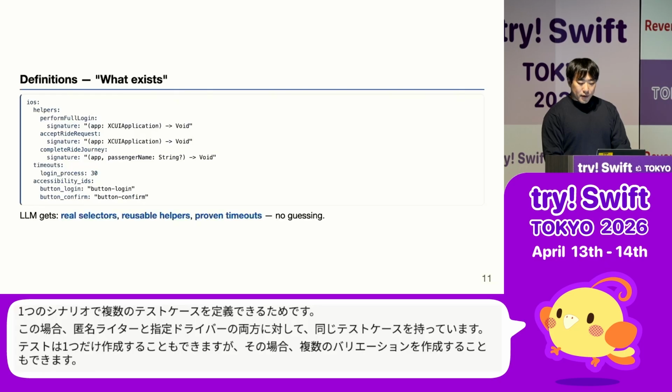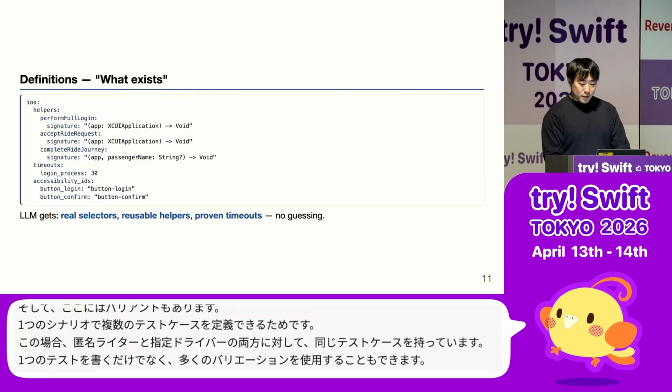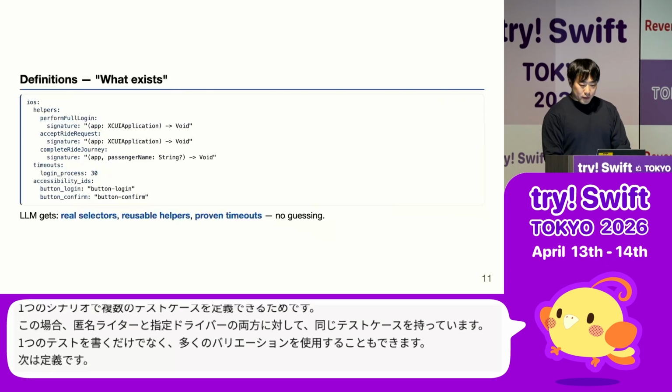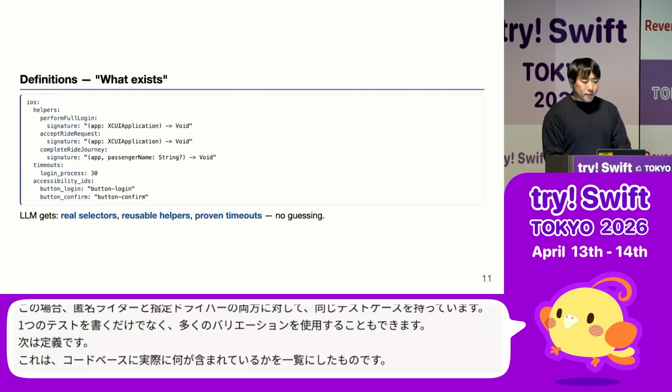Next one is definitions. This one lists what is actually in the code base. In this case, we have helper functions, timeouts as well, and also accessibility identifiers.